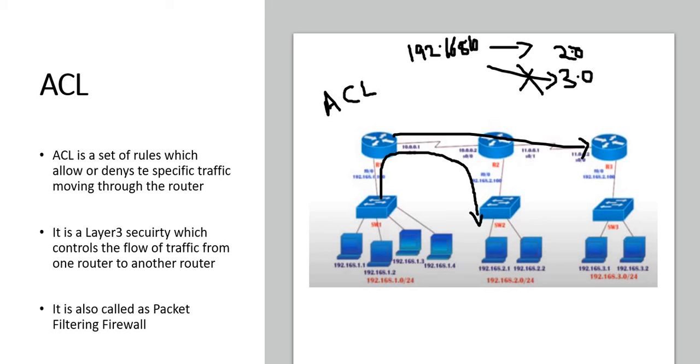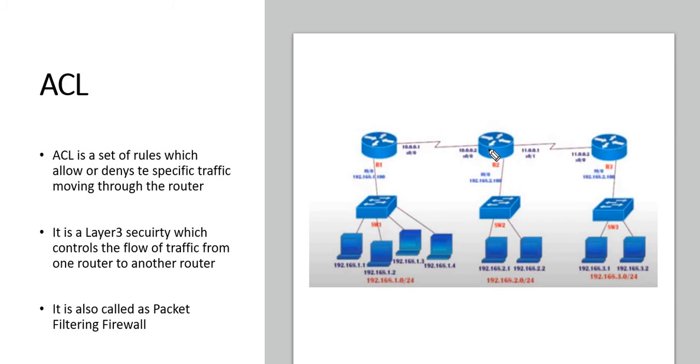These rules are nothing but a packet filtering firewall. The router will first check the source IP and destination IP. When the source is 1.0 and the destination is 2.0, it will allow the packet. If you put the ACL here, it can be outbound; if it is going inside the router, it is inbound. You always put ACLs near to the destination.